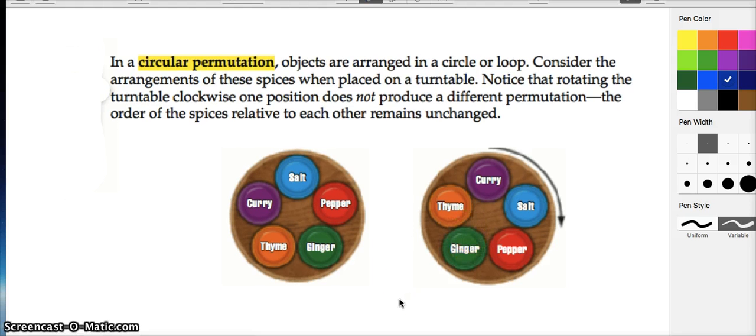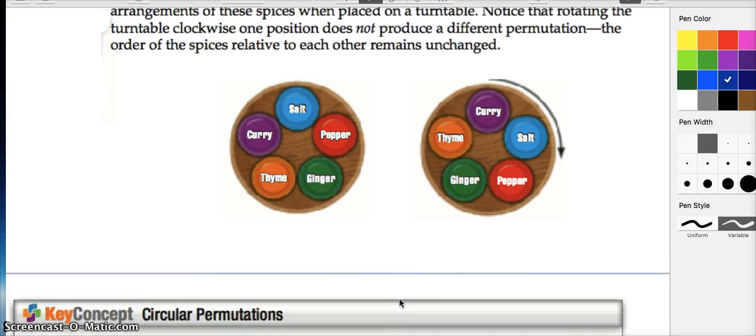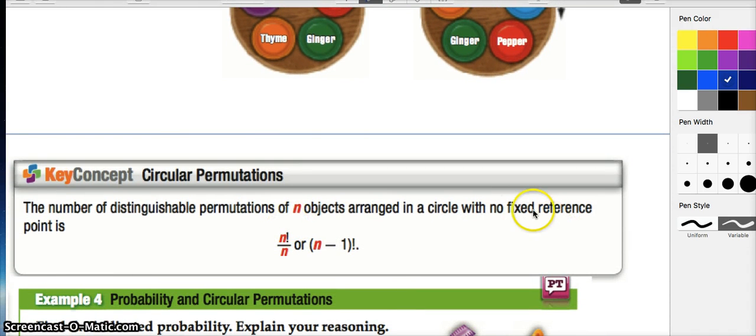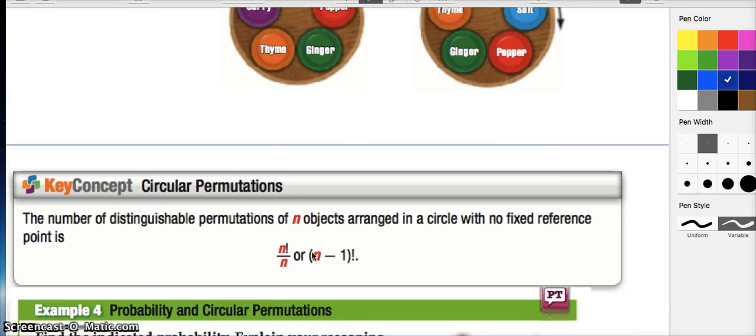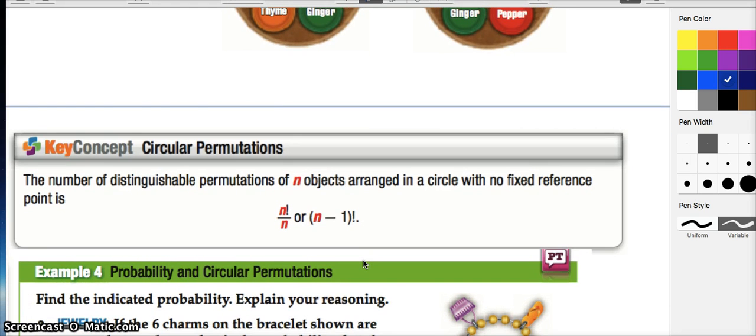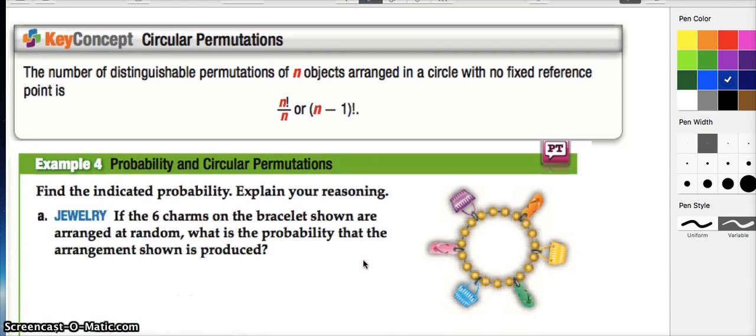So when we think about circular permutations, if I have in a sense n number of objects arranged in a circle with no fixed reference point, meaning the circle turns, then I will say that the various number of ways that we can actually organize those would be n factorial divided by n, or n minus 1 factorial. Okay, so that's what we have, and you can kind of test it out and play with the idea. It really does make perfect sense.